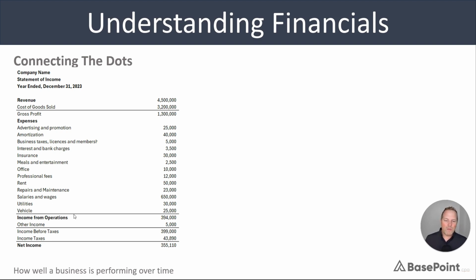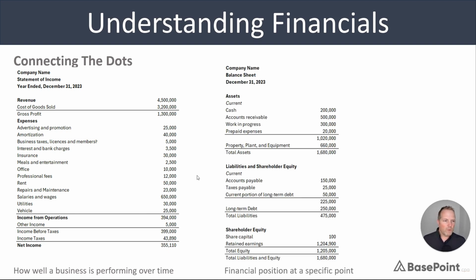So we've looked at the income statement, which looks at how well a business is performing over time from a profitability perspective. And then you have your balance sheet, which is your financial position at a specific point. So how do those two statements interrelate with each other? They're typically provided along with each other and oftentimes with a cash flow statement. Well, one way they relate is that the net income from your income statement feeds into the retained earnings balance.